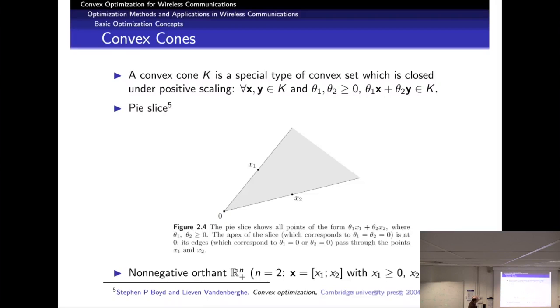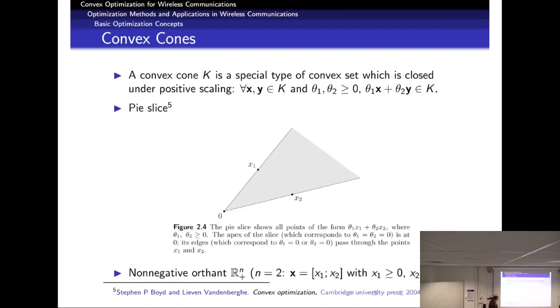Another interesting concept is the concept of cones. A cone is a very specific type of set that says the following. A set is a cone when you have the following relationship. You take a given x in a cone K, and any positive scaling of that x is still in the cone K.